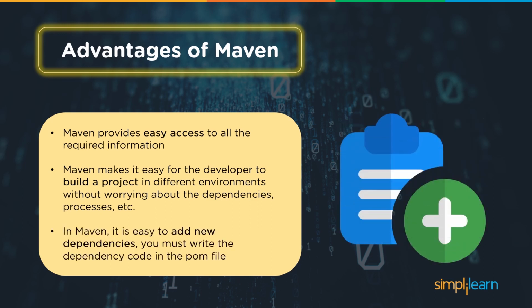In Maven you can easily add new dependencies, so you must write the dependencies in the POM file. If you want to download some particular dependencies, all you have to do is put that dependency into the specific pom.xml file, and depending on that the execution will be performed, right?